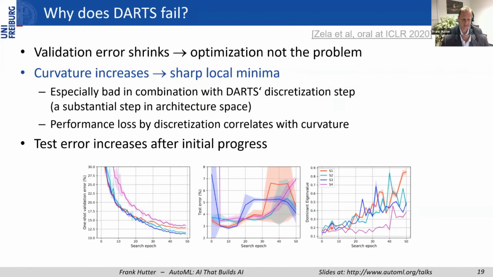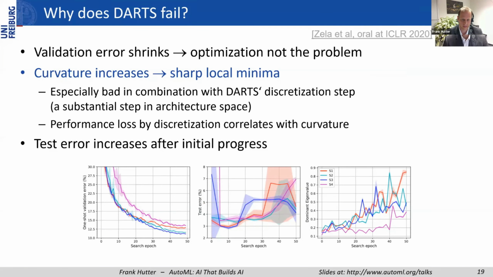So we're going to a subspace where we have a steep local minimum, where a small step in the alphas already leads to a large performance difference. And this is particularly bad in combination with the discretization step that DARTS does in the end, which is a quite substantial step in this architectural space. And so this performance loss by discretization correlates with this curvature, and that leads to this test error increasing after an initial progress. So first we get nice test errors, but if we let DARTS run, it runs into the skip connection issue.